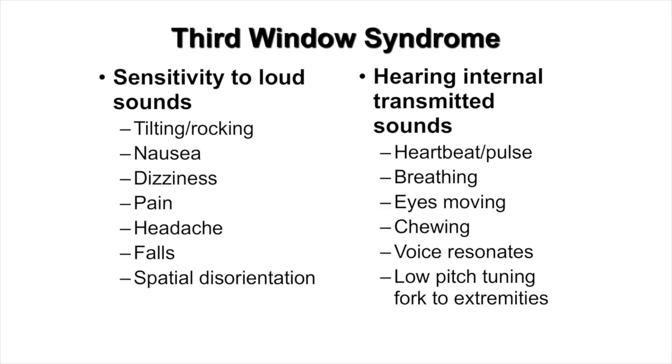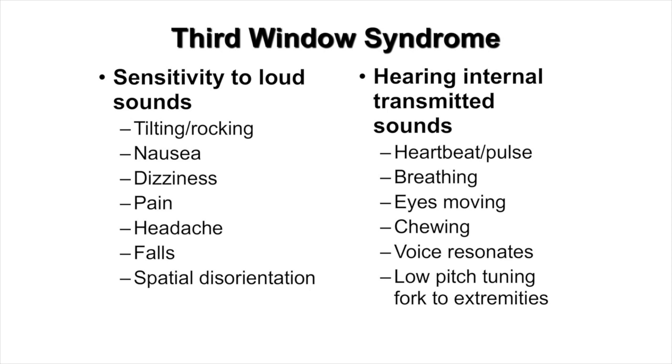One group of disorders that can cause these asymmetries is third window syndrome. This, in particular, creates a gravitational receptor asymmetry. These patients are very sensitive to loud sounds, and loud sounds can induce a tilting or rocking sensation, nausea, dizziness, pain, headache, falls, and spatial disorientation.